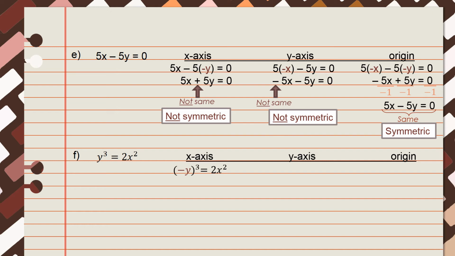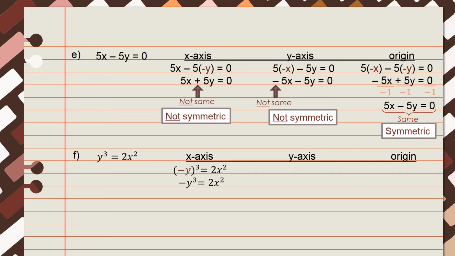Now, negative y cubed means a negative y times a negative y times a negative y. We already know y times y times y will give us y cubed. What we're concerned with is the negative sign. A negative times a negative times a negative will always give you a negative. So our resulting equation is negative y cubed equals 2x squared.